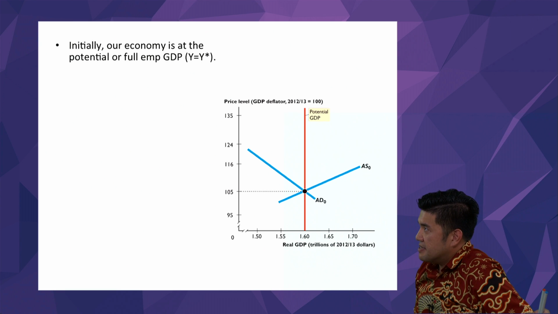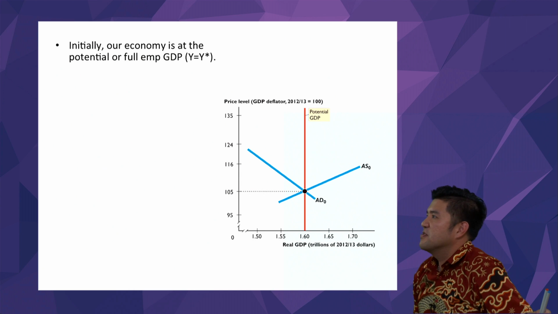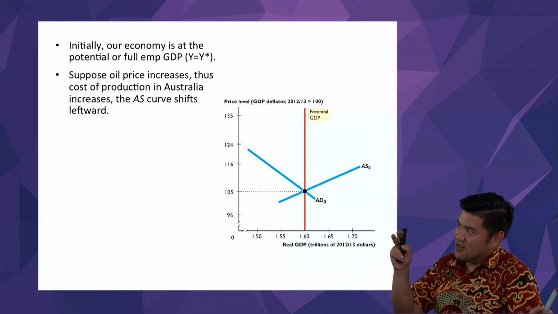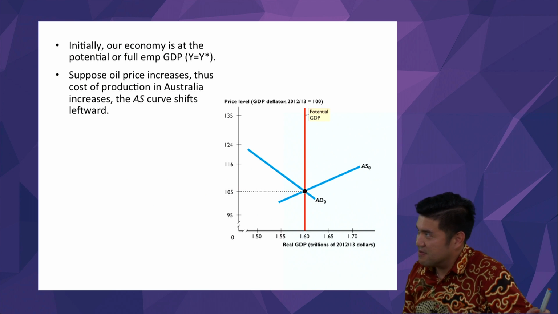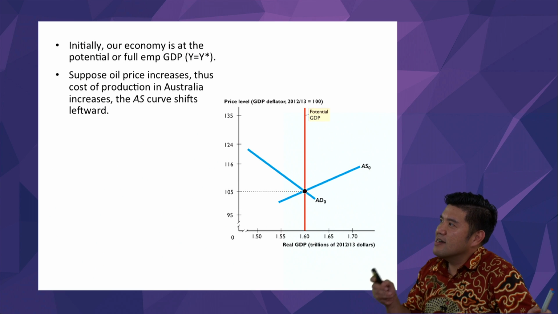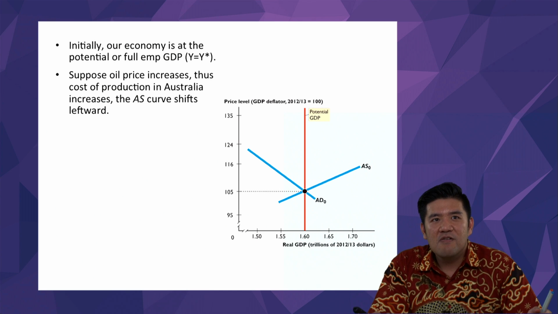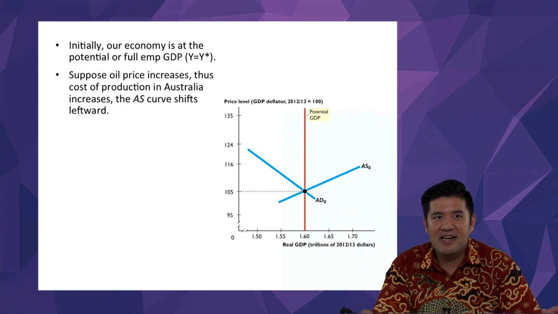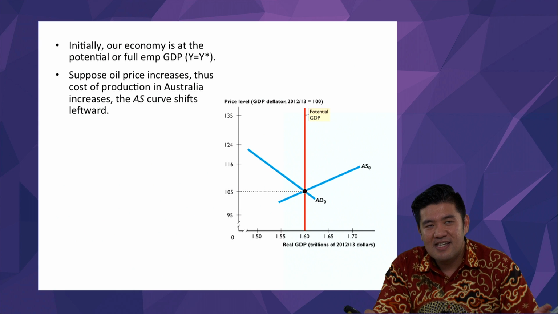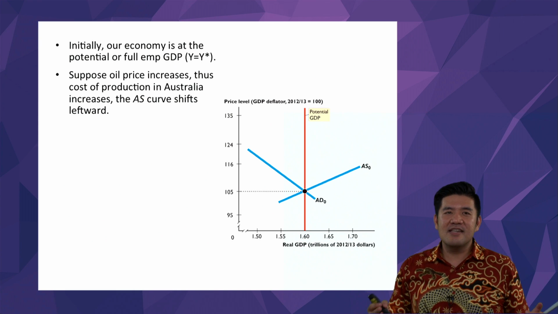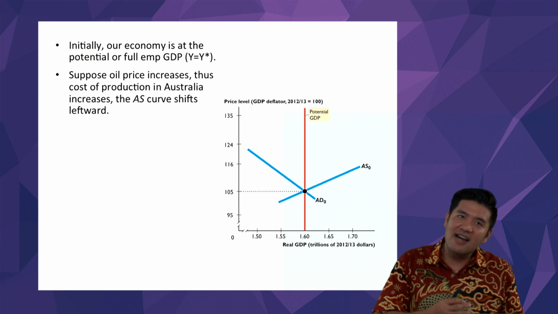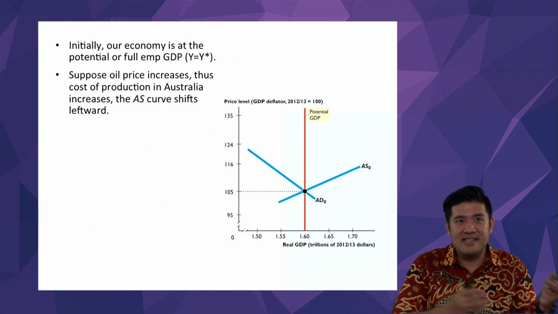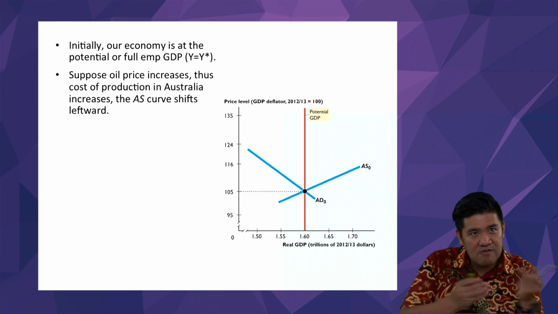Initially, our economy is at the full employment GDP. You know where to start? Let me set a situation to give you a better perspective. Suppose oil price increases. Oil price becomes more expensive. That means the cost of production in Australia increases. That means our ability to produce is going to decrease. AS decreases. AS will be shifting to the left.